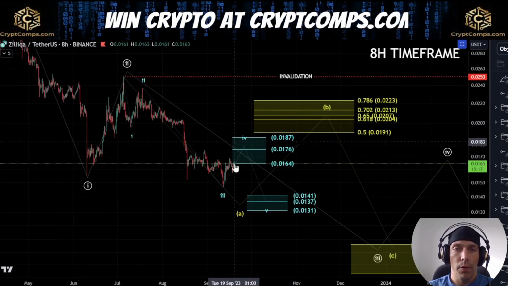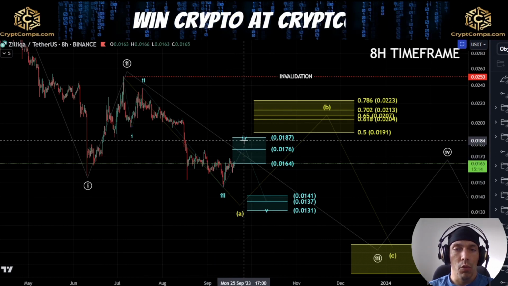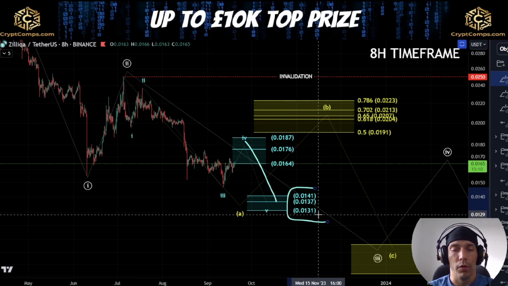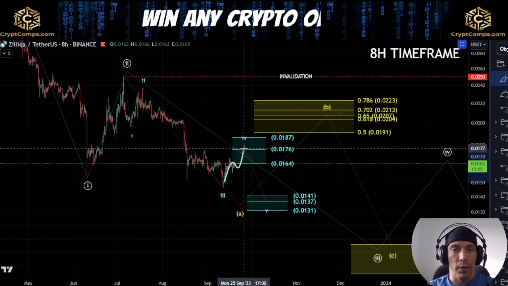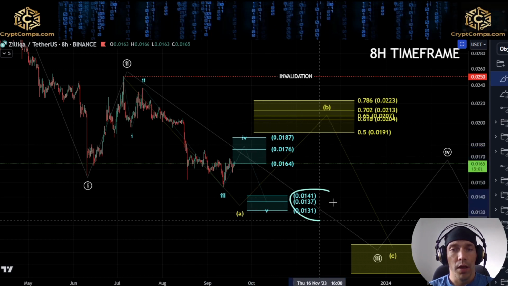If however we face rejection here in this blue target box, what we could then see is a move down to this next blue target box, which would be here at this 141 to this 131 area. Now this would align with this move just having a 3-wave structure up here and then starting to see another 5-wave move down into this level.